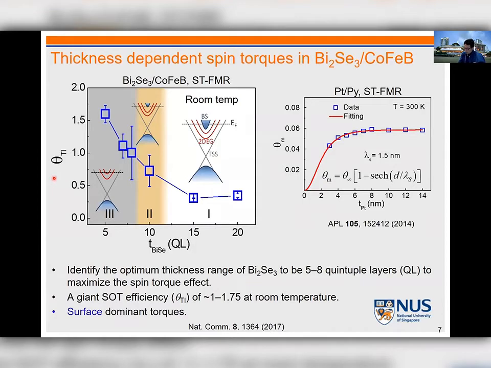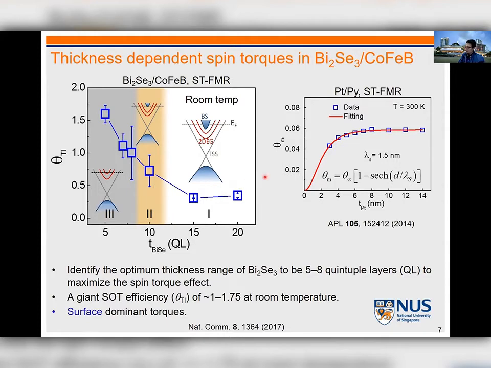So we thought it would be good to study various thicknesses systematically in one group and evaluate those effective spin Hall angles. We grew bismuth selenide using molecular beam epitaxy and systematically studied the thickness dependence. As you can see, as we make it thin, the effective spin Hall angle increases from 0.3 up to 1.6 using 5 quintuple layers.